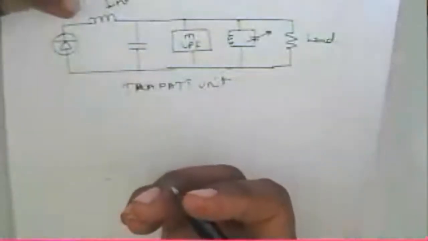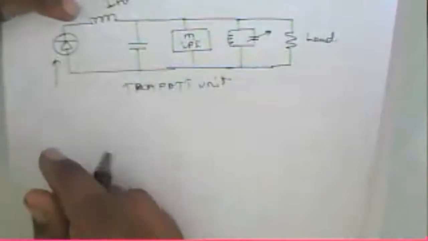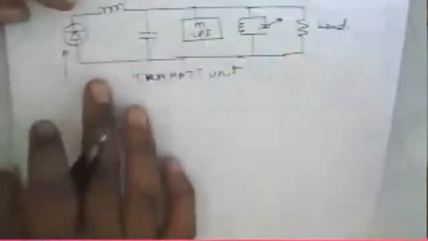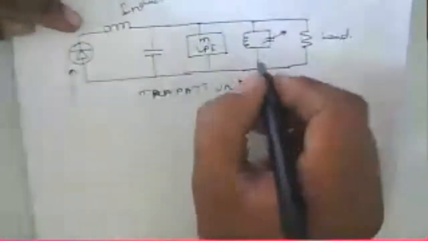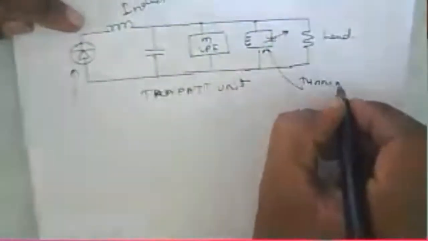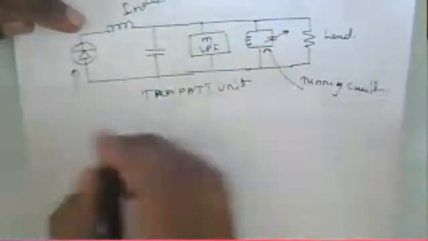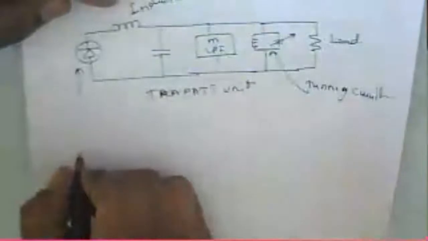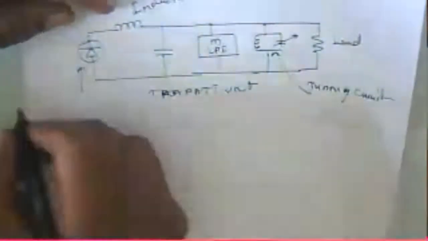We can say that is about a capacitance here likewise. And this is completely a trapper diode in the particular circuit there. This one is a packaged circuit, or you can say it is a package for the diode there. So it has a tuning circuit. This is nothing but a tuning circuit.